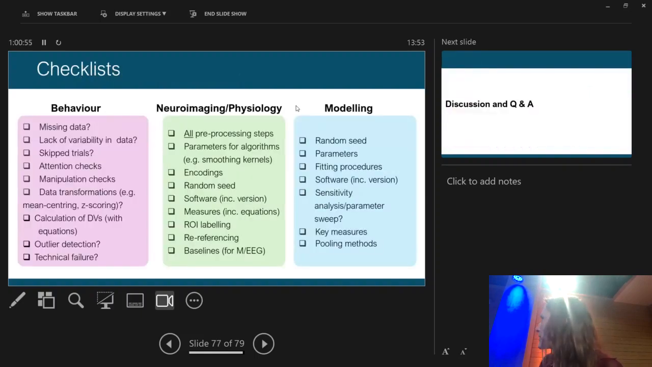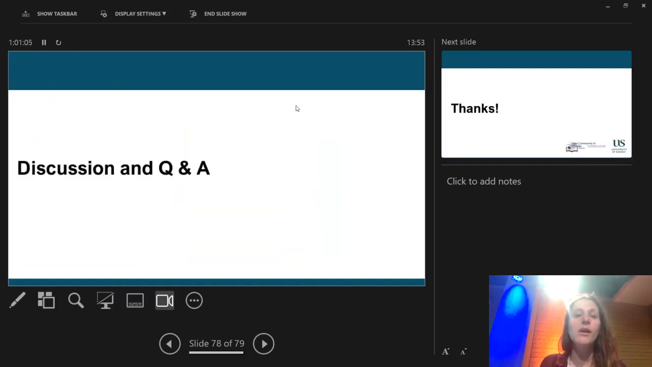This is a repetition of the checklist I had before, but they're all just merged here. We'll share these, so if it's helpful to have these checklists, we'll share them with you. So that's the end of the talk part.